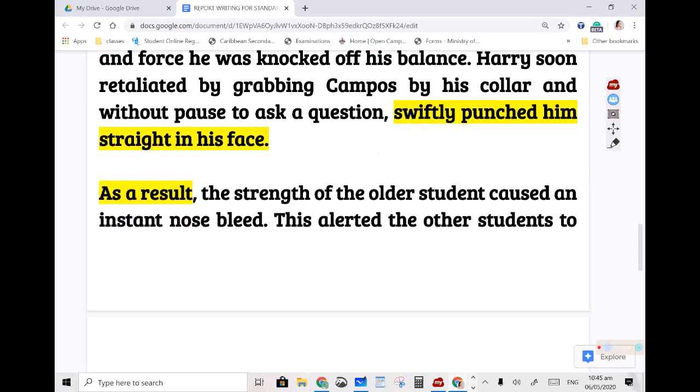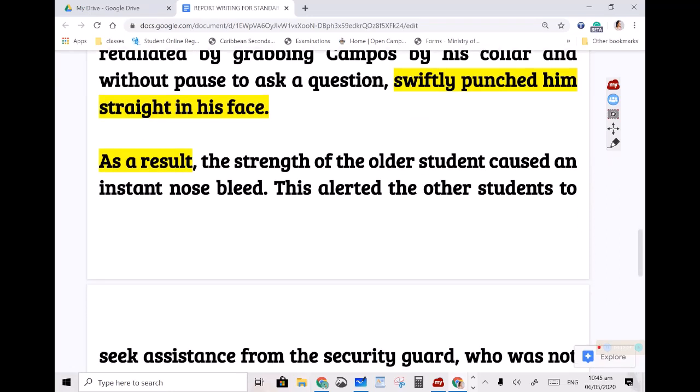So then we will take a look at the last paragraph, which will be after or the result. Okay, so we have here as a result. So I'm going to read through the third paragraph, the last paragraph of the standard 3 report writing, and then we would take a look at the important aspects of it.